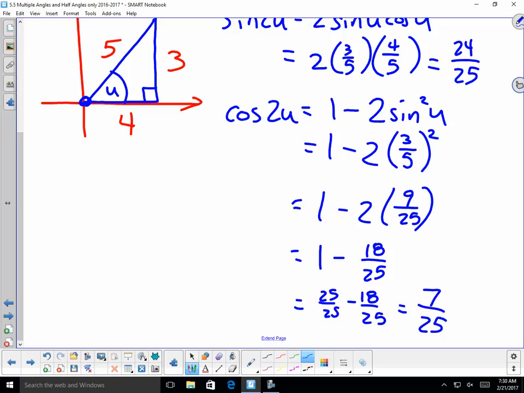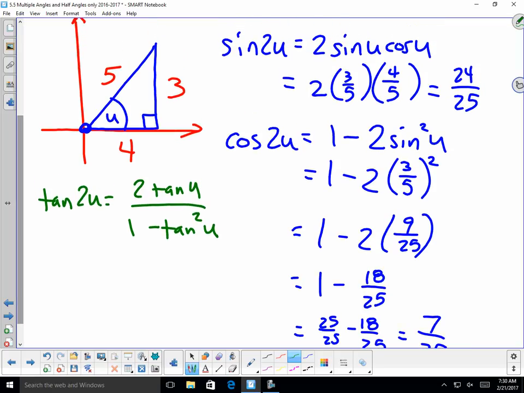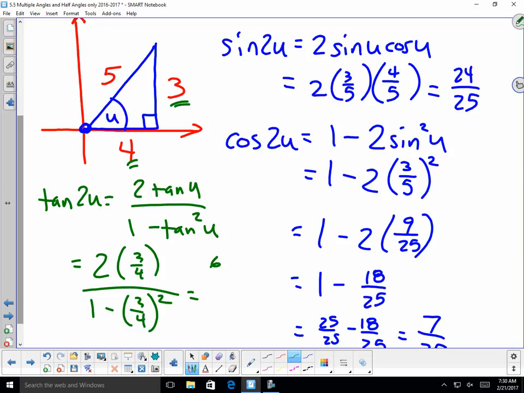All right, and then lastly, we want to find the tangent of 2u. You could use the formula, which is 2 tangent u over 1 minus tangent squared u. And what will we be plugging in for tangent? Well, tangent is opposite over adjacent, so that's 3/4. So I would get 2 times 3/4 over 1 minus 3/4 squared. And when you work that out, we get 6/4 over, I think this turns out to be 7/16. If you work this out, 1 minus 9/16 is 7/16.